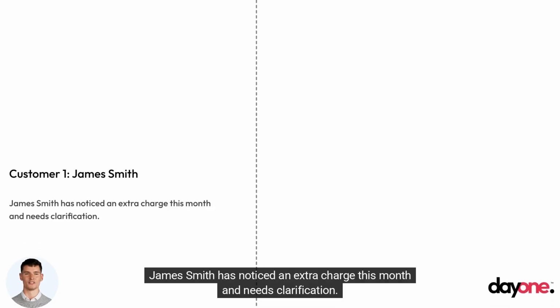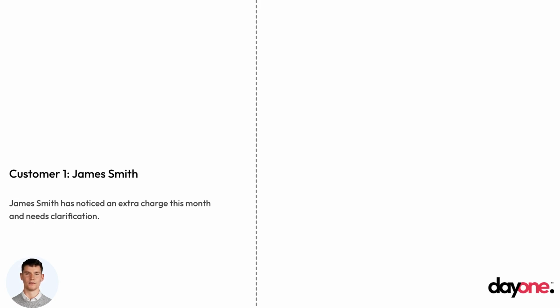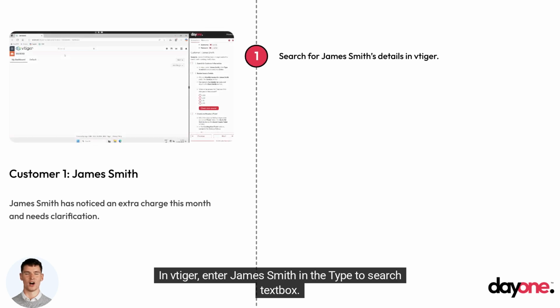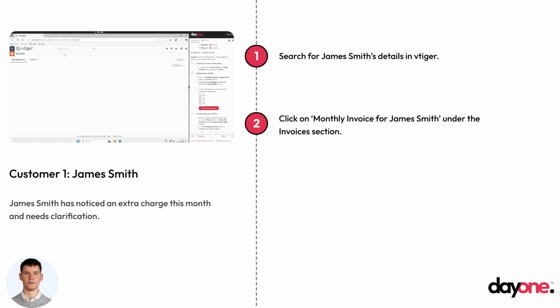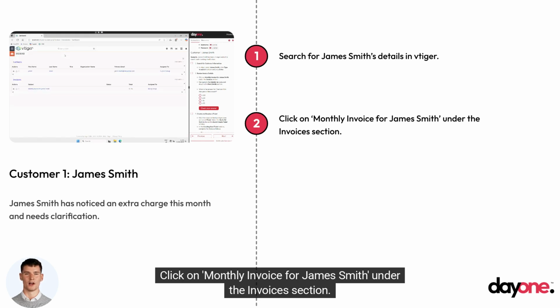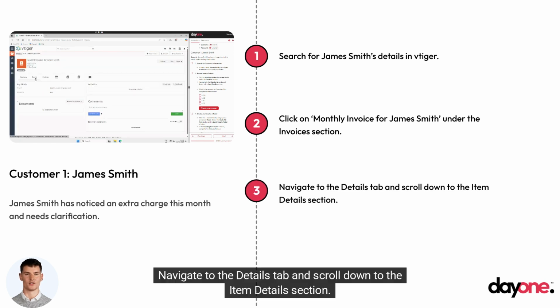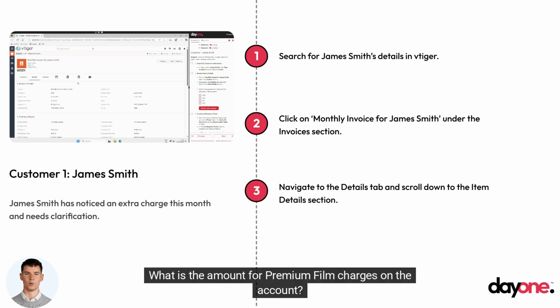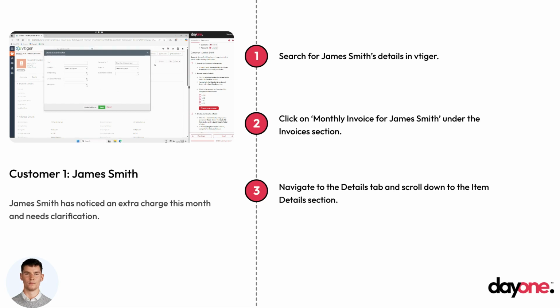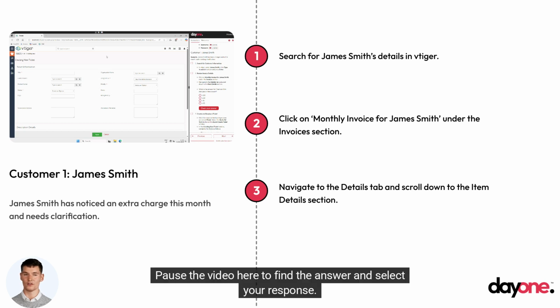James Smith has noticed an extra charge this month and needs clarification. Here's what you need to do. In vTiger, enter James Smith in the Type to Search text box. Click on Monthly Invoice for James Smith under the Invoices section. Navigate to the Details tab and scroll down to the Item Details section. What is the amount for premium film charges on the account? A, £5, B, £10, C, £15, D, £20. Pause the video here to find the answer and select your response. Press play when you're ready to continue.